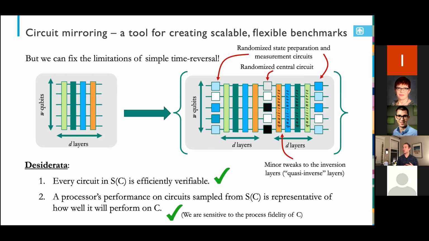And finally, we do some minor tweaks to the inversion layers. We call them quasi-inversions, in order to account for this central randomized circuit so that this entire circuit still collapses down to something really simple. We make it always collapse down to some kind of bit flips so that there's always a single bit string that you should get out. So you look to see whether you get that bit string, and if you don't, you know there's an error.